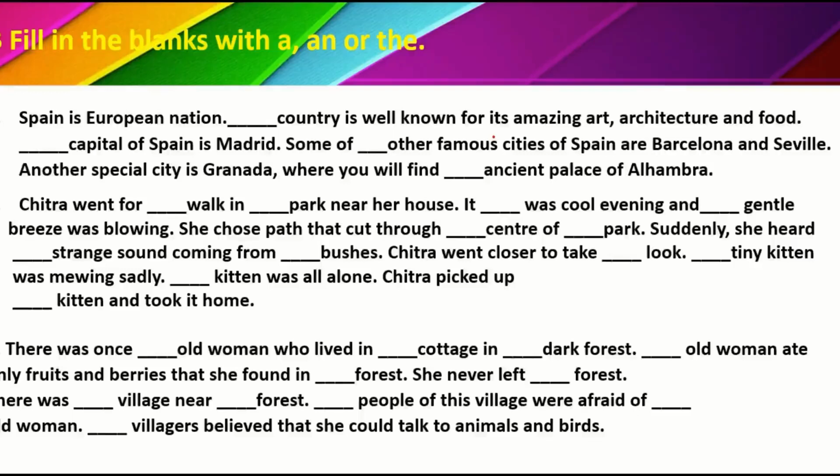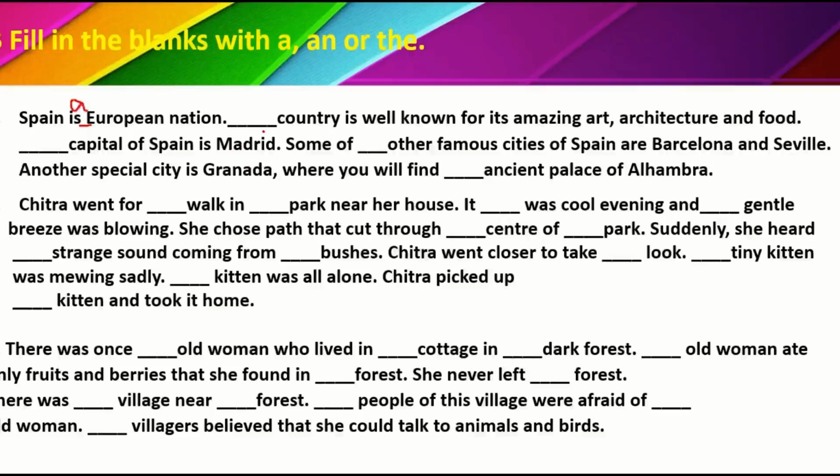So now we have to use a, an, or the. Remember, for the first time we have to use a or an based on the sounds. Then if the same word is repeated, or if it is a particular thing, if everybody knows the thing, there we have to use the word the. So let's begin. Spain is dash European nation. See the word European. The beginning sound is a Y sound, so it is a consonant sound. So you have to use a.